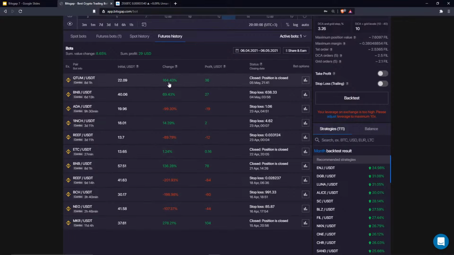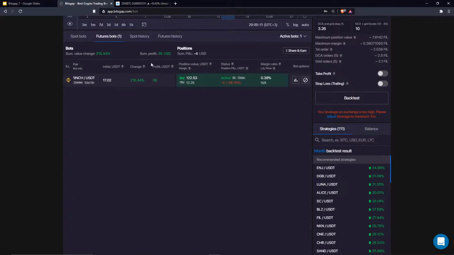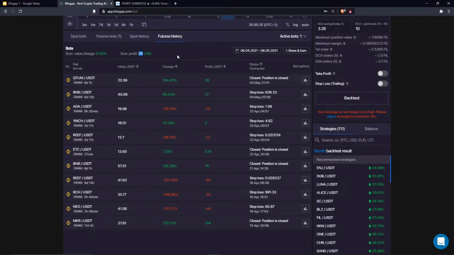Yeah, so this is for you. But in general, you see my sum profit as a result is positive. So taking all these losses and winning trades, I'm still in profit, which is good. And if I close my current bot, then this $36 will be added. So 29 plus 36 is exactly 66, and that would be around 20% of the total sum value change in percentage if I would close my current bot.